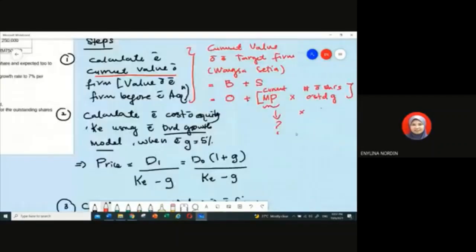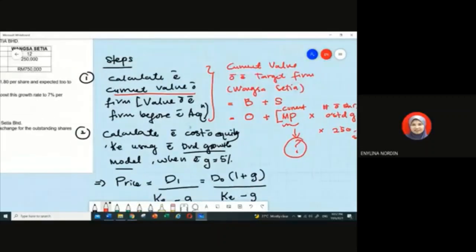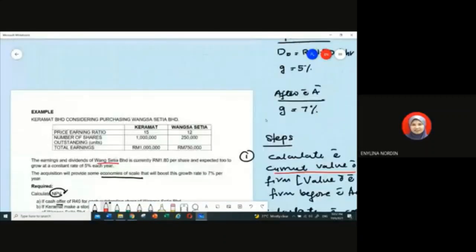That is 250,000 shares. So how are we going to find out the market price? So let's go back to the information. The information here, you are given the PE ratio. So how to calculate the PE ratio?